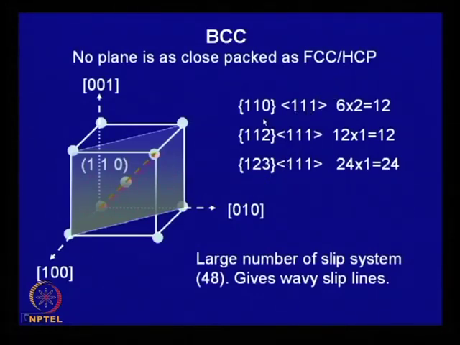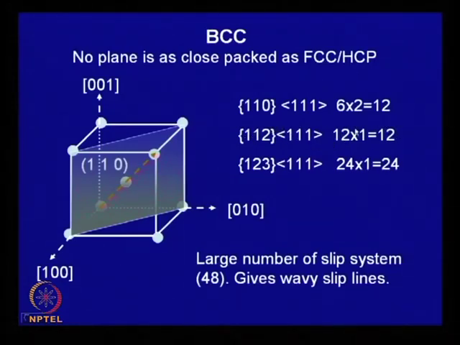But if you do a little calculation, unlike FCC and HCP crystals, the atomic packing density in the 1 1 0 plane and few other planes like 1 1 2 and 1 2 3 are not very much different. So, very often these planes can also act as slip planes, and I leave it as an exercise to show that on a 1 1 2 plane there is only one 1 1 1 direction, and there are 12 such planes.